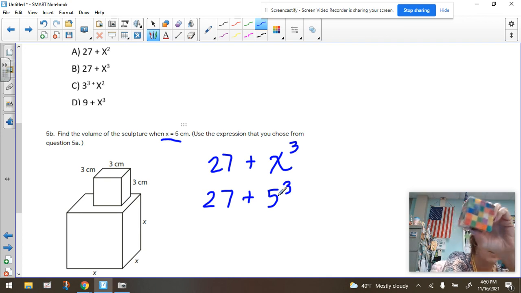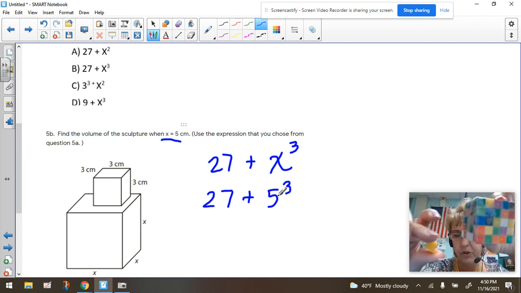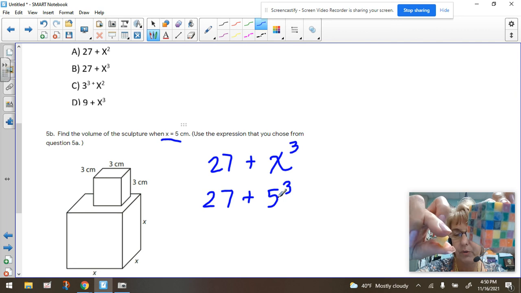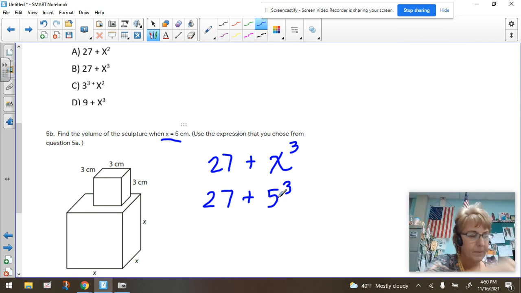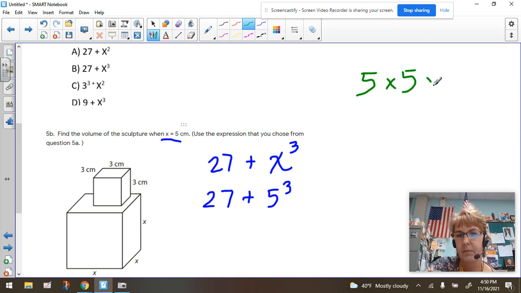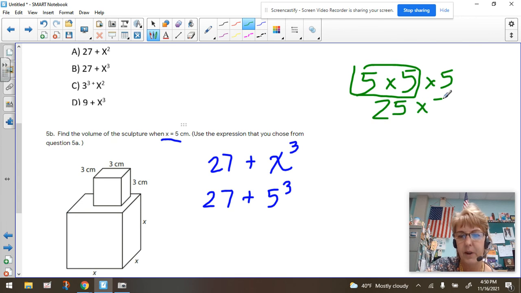If we had to figure out how many of these cubes my student used to make this, we would have to do 5 cubed. So let's write it over here: 5 cubed means 5 times 5 times 5. Just 5 times 5 would be 25. We still have to do 25 times 5.